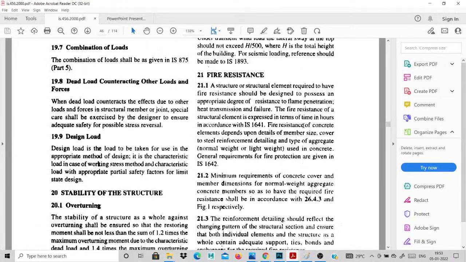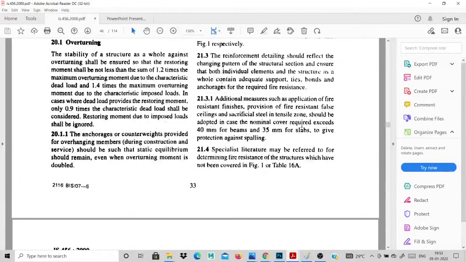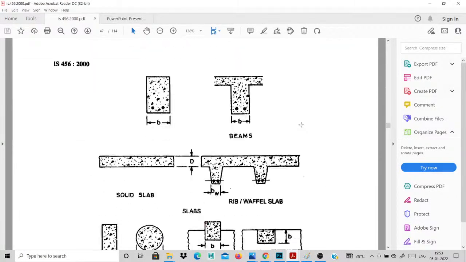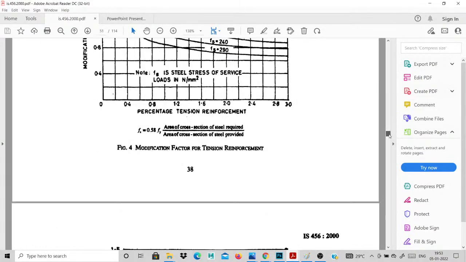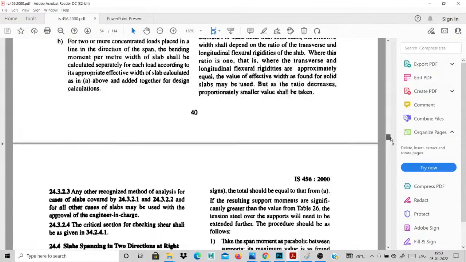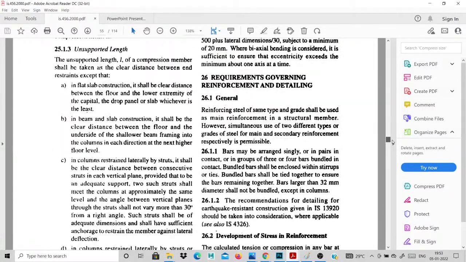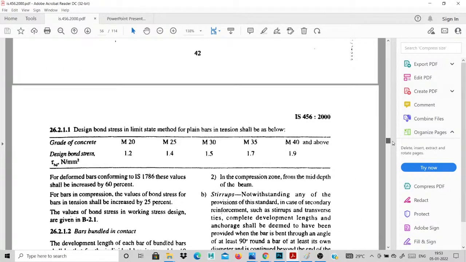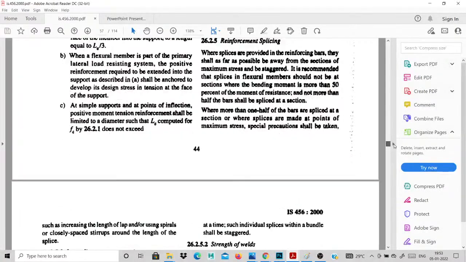Once again, this is beam and reinforcement and the column values. I show how to find your column values, minimum bars and maximum bars for your columns.